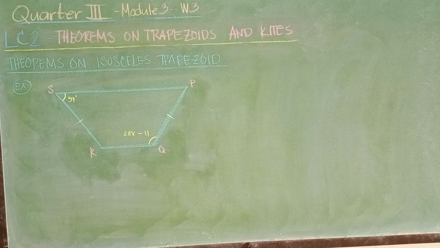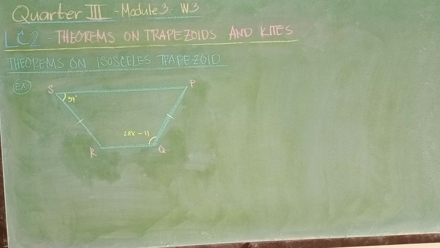So let's have another example. This is an example from our module. This is example number 2. So for example number 2, we have an isosceles trapezoid SPQR, and then angle S is equal to 51 degrees. Angle Q is 28x minus 11. So dun sa previous mga activities natin, nahihirapan kayo dun sa may part na may algebraic expressions na.